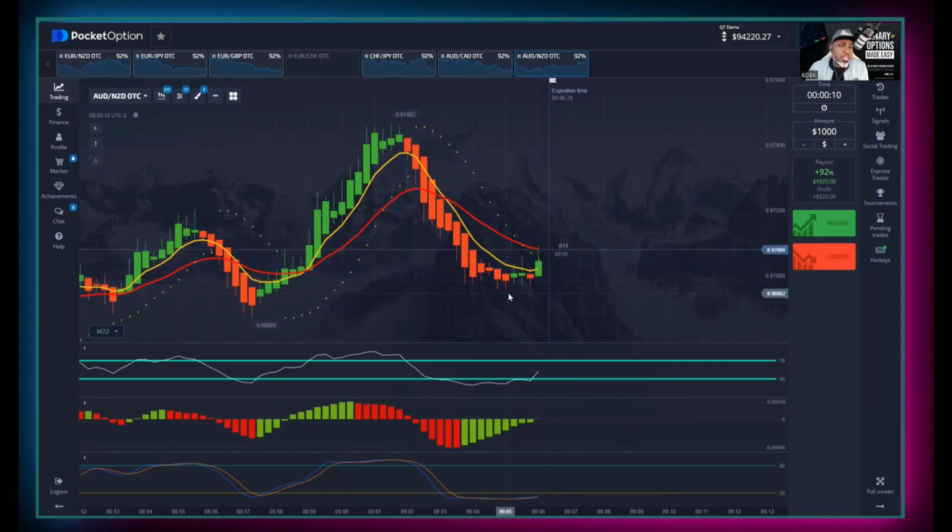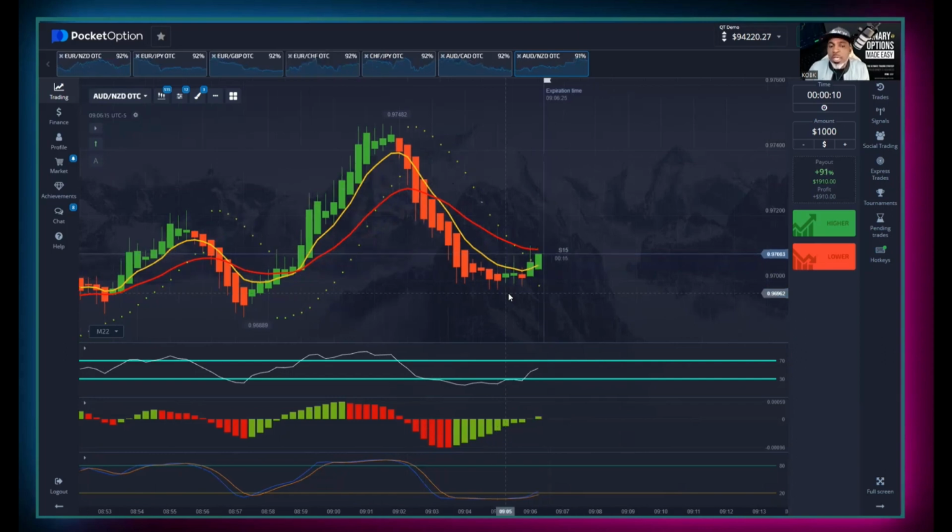Now, I didn't add our normal red line that determines the trend, or our line down here that lets us know who's in control. I just really wanted to keep this basic and keep it simple so we can catch trades in between.